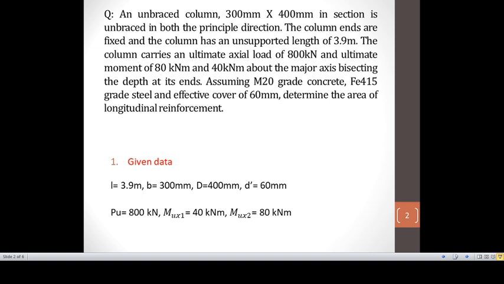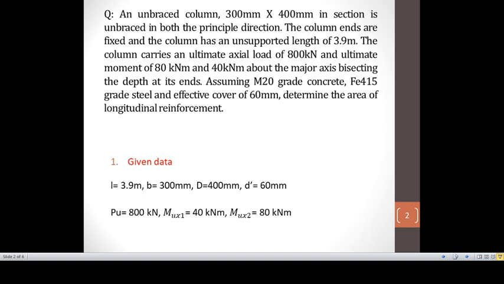And also it is given the column carries an ultimate axial load of 800 kilonewton. Since it is ultimate axial load, it is notated as PU. PU is given as 800 kilonewton, and ultimate moments of 80 kilonewton meter and 40 kilonewton meter. So this is the external moment acting on that column. So two values are given, 80 kilonewton meter and 40 kilonewton meter.